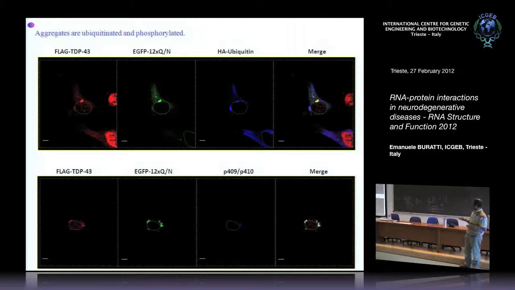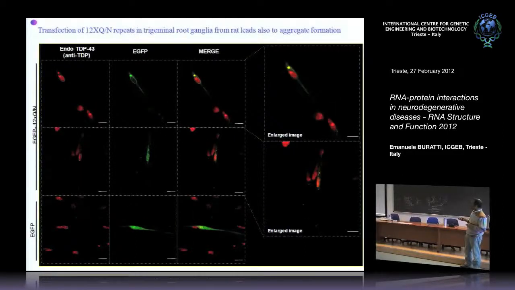The aggregates were also both ubiquitinated and phosphorylated, and this is very good news because we know that the aggregates in the patients have these two properties. And this effector not only worked when we looked at the culture cells, so U2OS and normal culture cells, but it also worked when it was transfected into primary neuronal cells from rat. So in a neuronal setting, we could also reproduce the formation of these aggregates.